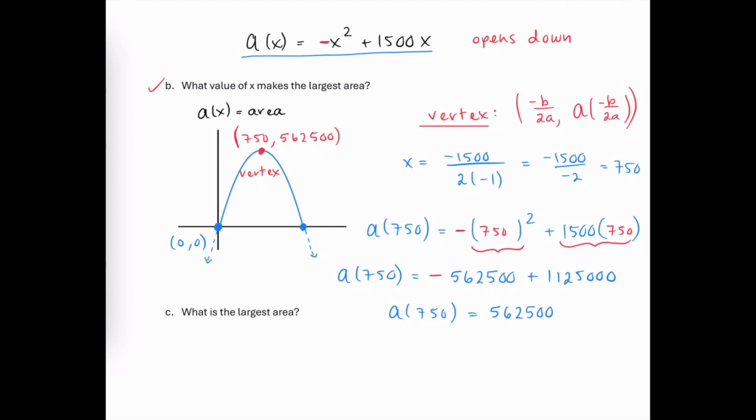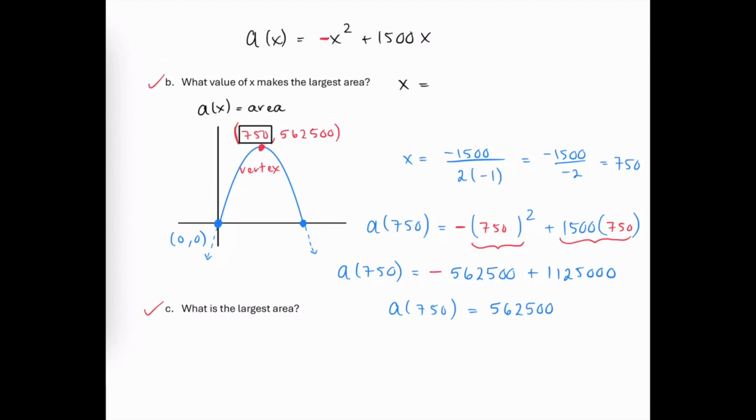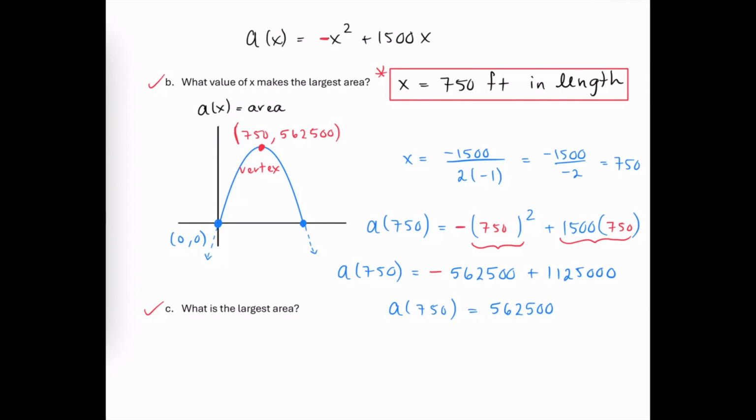Now we're ready to answer Part B and Part C questions. Part B asks what's the value of x that makes the largest area, and the x value that maximizes the area is 750, so we'll say x is equal to 750 maximizes the area, but remember, this is measured in feet, and it also represents the length of the rectangle. To answer Part C, it says what is the largest area, and the largest area is going to be that maximum output of the area function. So let's say the maximum area is 562,500, and because we're measuring area, the units here are going to be feet squared.